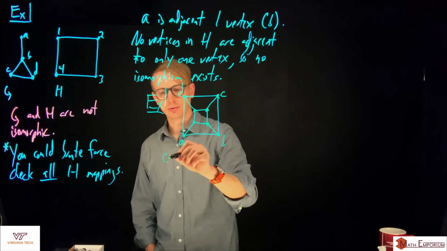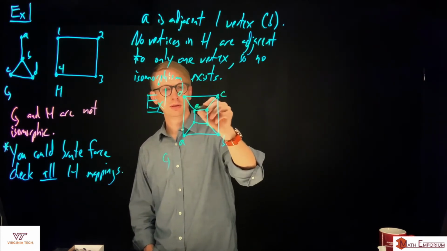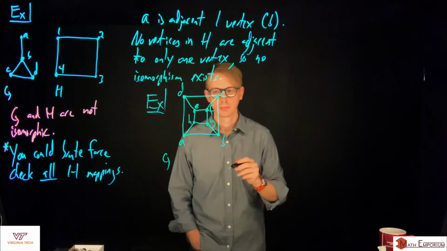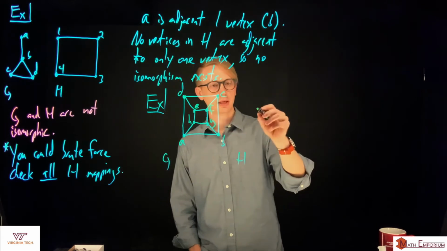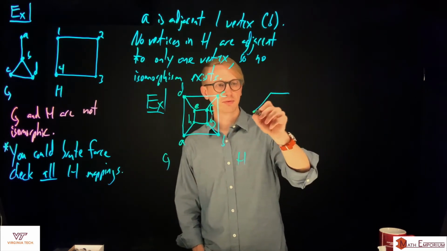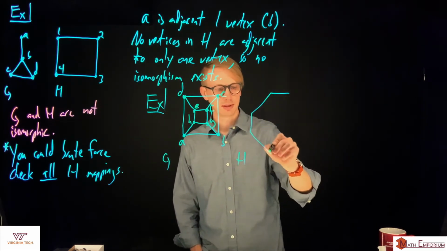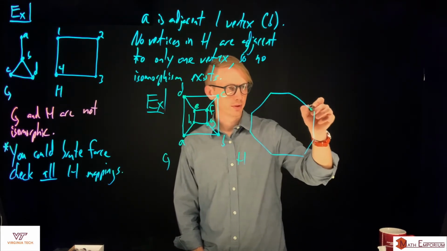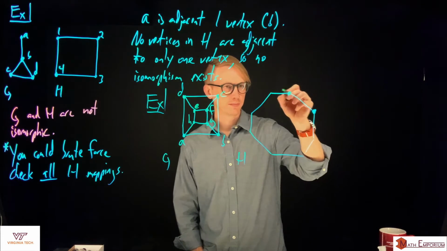Okay, this time I'm going to do A, B, C, D, E, F, G, H, like that. And then my graph H here is going to be that stop sign looking graph, but it's going to be different this time. Last time I did a version that was isomorphic to the cube, but I'm going to do something different this time.